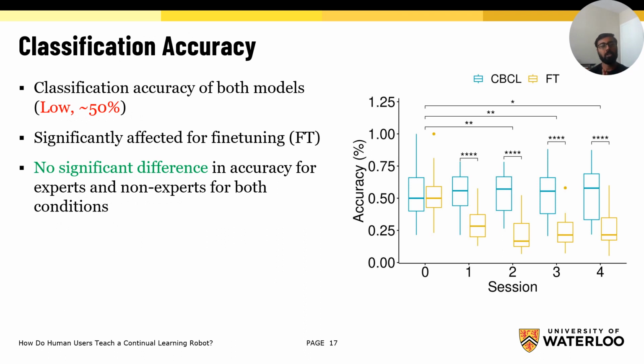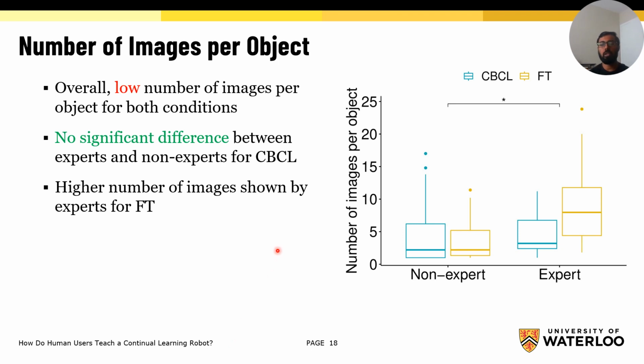So in terms of classification accuracy, we saw that it was overall very low compared to when these models were tested on static object datasets. And we did see that it was affected for the fine-tuning model. However, we didn't see any significant difference in accuracy for experts and non-experts for both conditions. So for number of images per object, we saw that the overall number was very low, which shows the feasibility of continual learning robots to learn quickly and with low data in real-world environments. We didn't see any significant difference between experts and non-experts for CBCL, but experts did show higher number of images in the FT condition.